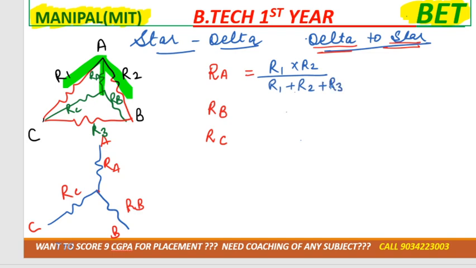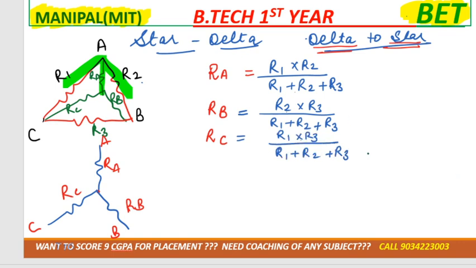Okay, don't rely on the handbook formula because that is completely different. I'm telling you the way of remembering also, correct? Now see, RB is connected between R2 and R3, so its formula would be R2 into R3 divided by R1 plus R2 plus R3. Now you tell me the formula for RC.